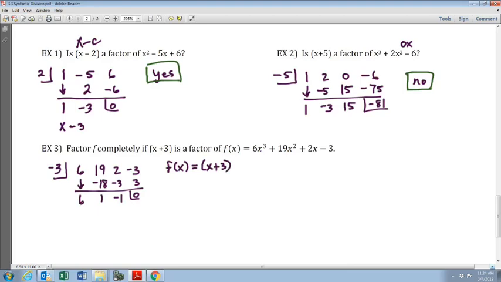So we divided by x plus 3, and we got this answer here. Now remember, since this is cubed, we're going to drop our degree by 1, so this will be 6x squared plus x minus 1. And so now we've got this factored. But we can go further. Notice this part here can be factored. It might be able to be factored using the AC method. So let's go ahead and try that.